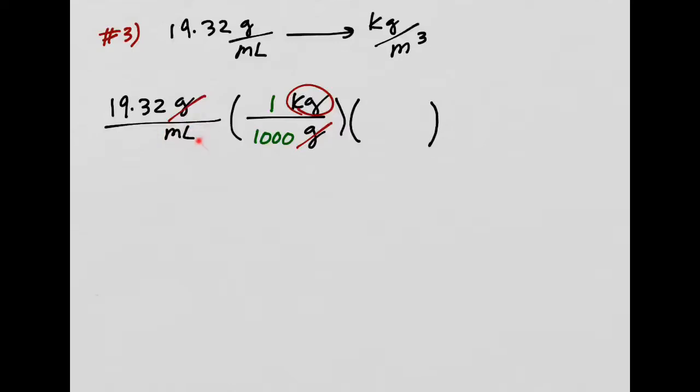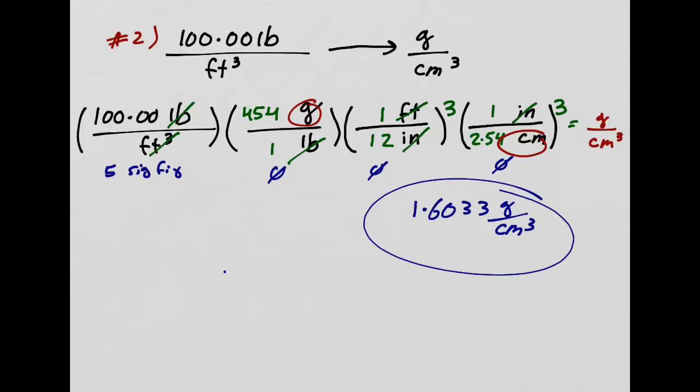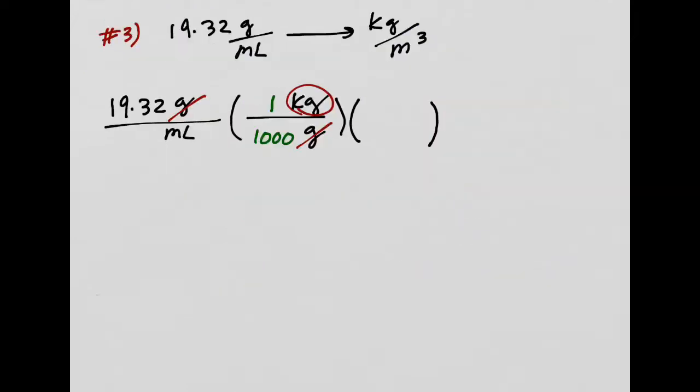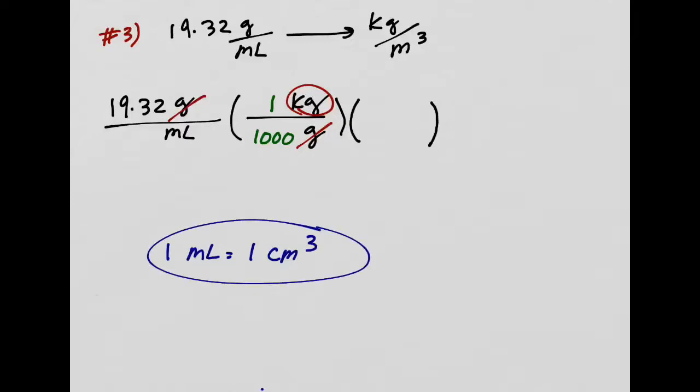So I don't want milliliters. I want meters cubed. There is really no conversion to go from milliliters to meters cubed, is there? But there is one thing that you know that I ask you to remember. If you remember, we said 1 milliliter equals 1 centimeter cube. This you know. Do you agree?